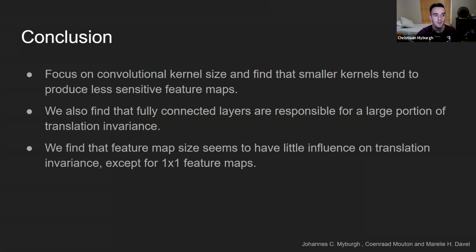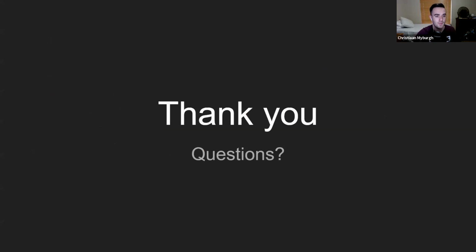So, to quickly conclude, we focus on convolutional kernel size and find that smaller kernels tend to produce slightly less sensitive feature maps. We also find that fully connected layers are responsible for a surprisingly large portion of translation invariance in CNNs. And we also find that feature map size doesn't seem to have a lot of influence on translation invariance, except if you decrease the feature map size to a single pixel, where you see a large boost in translation invariance. And thank you.